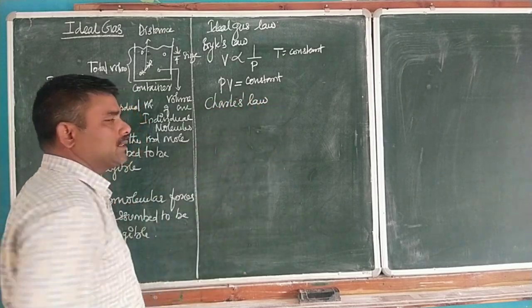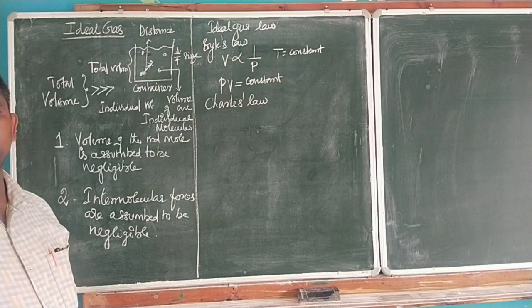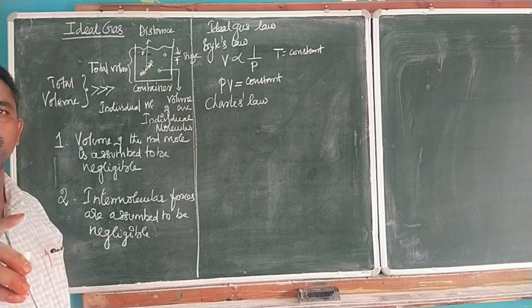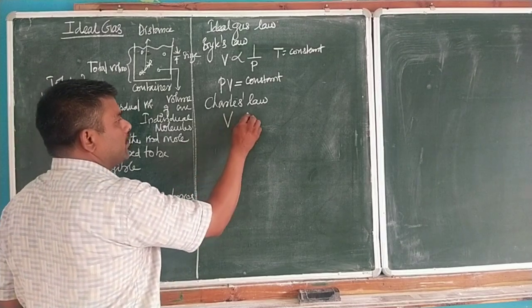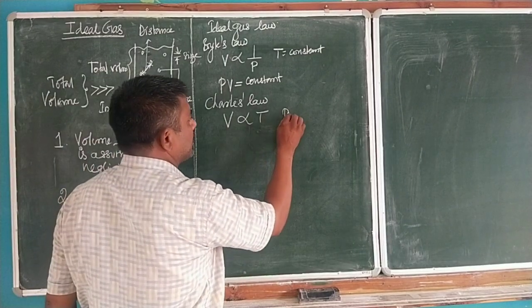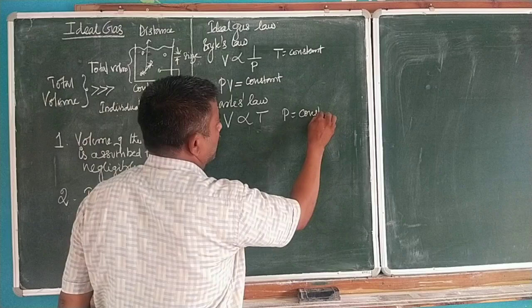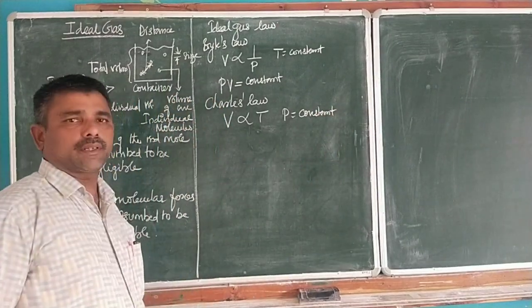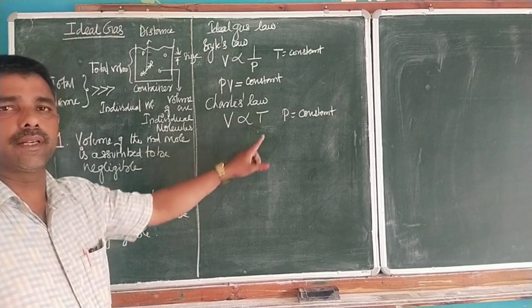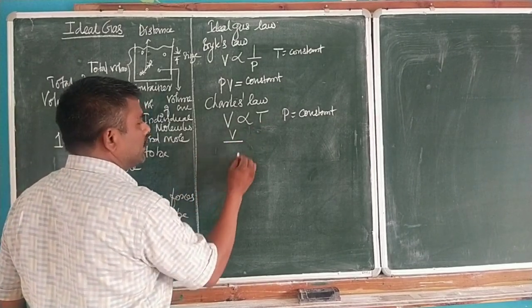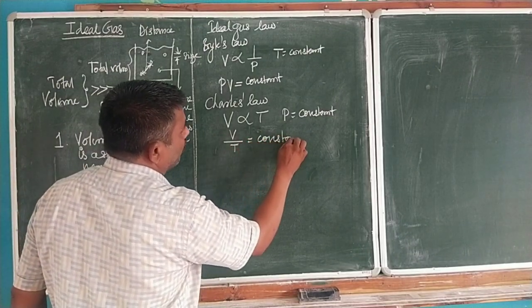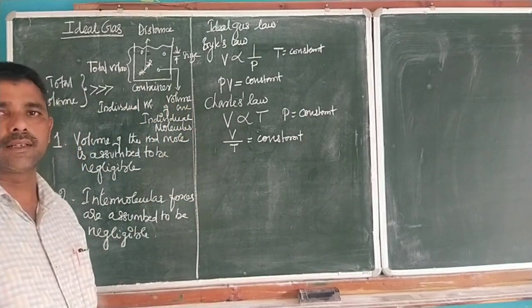Charles' law states that the molar volume of an ideal gas varies directly proportional to the temperature, subject to the condition that pressure is held constant. When the pressure of the system is constant, volume will vary directly with the temperature. From this, I can write that the ratio of volume to temperature is constant at constant pressure.